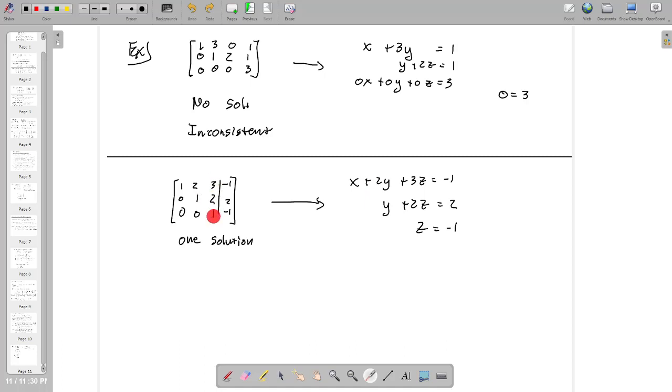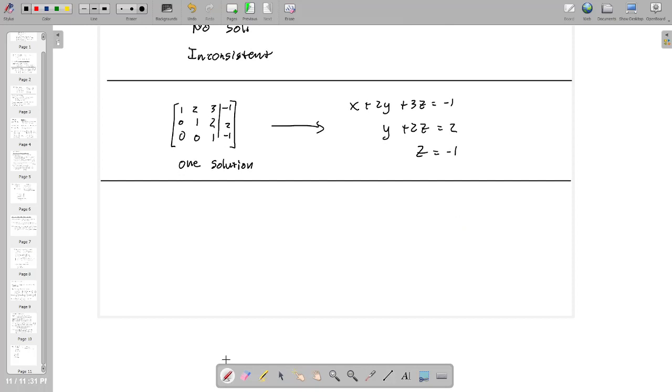Notice that every column except the last one has a leading entry. We have a leading entry here in the first row. In the second column, we have a leading entry in the second row. And in the third column, our leading entry is in the third row. Now the last column doesn't need a leading entry because it represents the solutions to the system.